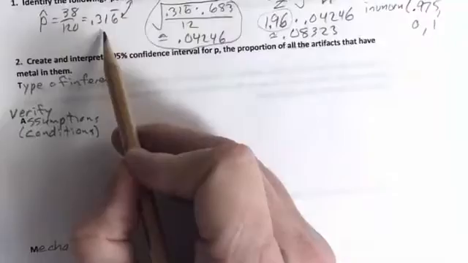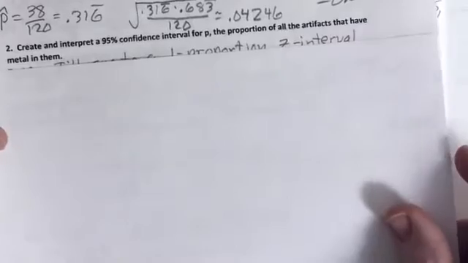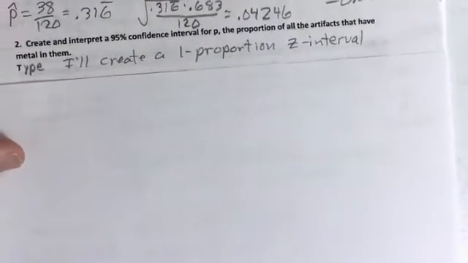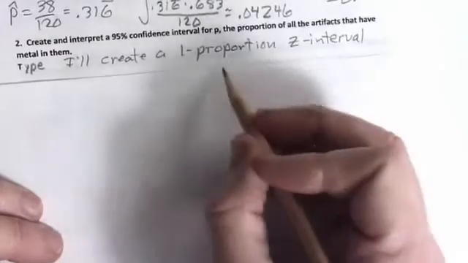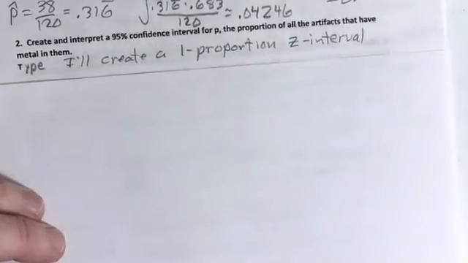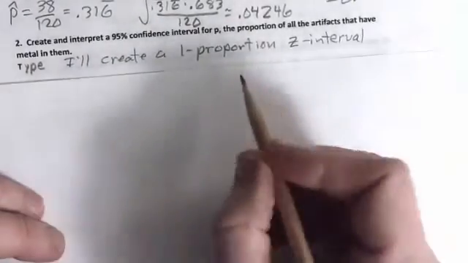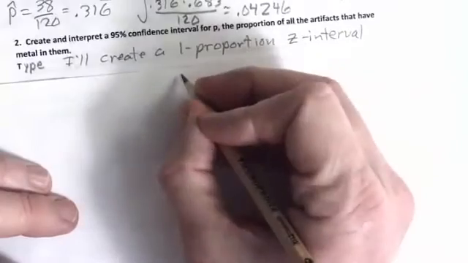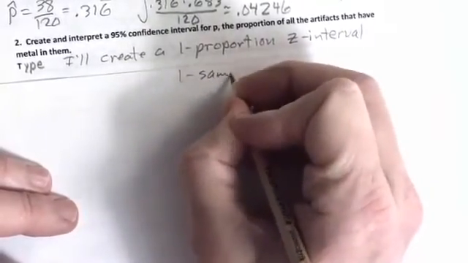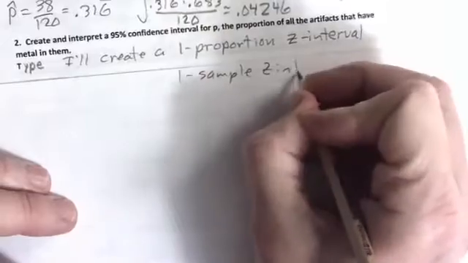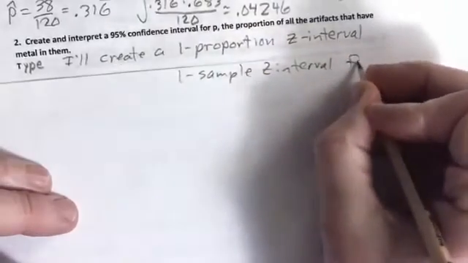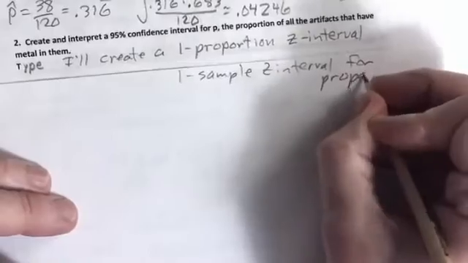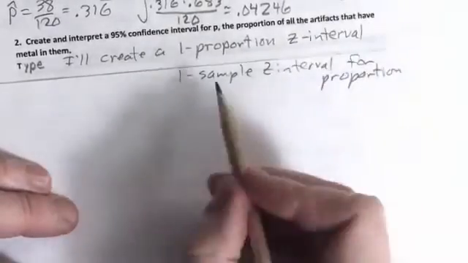So here's our estimate, 0.316 repeating, and we're going to make an interval around that. And so here we go. The name of the type of inference is a 1 proportion Z interval. Now, the one later in the chapter in section 8.3 is a 2 proportion Z interval. Sometimes in a multiple choice situation, you may see this worded as a 1 sample Z interval for proportions. That's the same thing, but it's a simple thing to just say that.